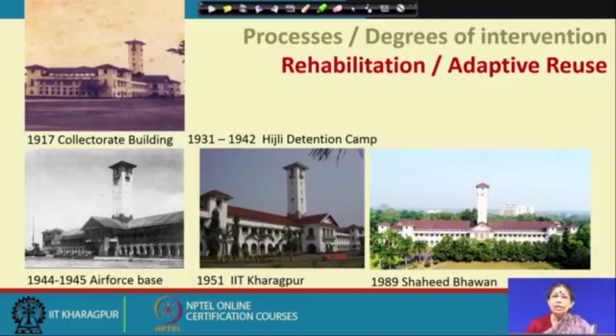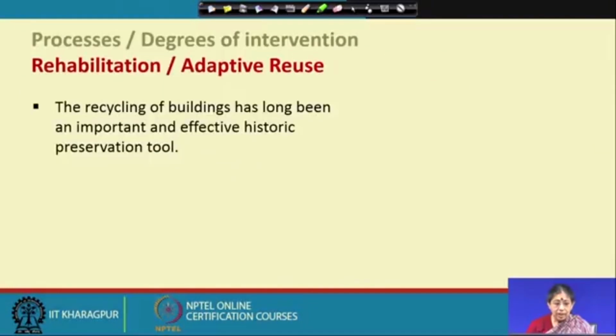So you see that the use has changed over the years, from a supposed collectorate to a detention camp, then an Air Force base, then an IIT building where classes and administration were housed, and now a science building. What is the advantage? The advantage is that this beautiful building has survived. It needs some special care, but it continues to be used, and that is the purpose of what we call rehabilitating a historic structure.